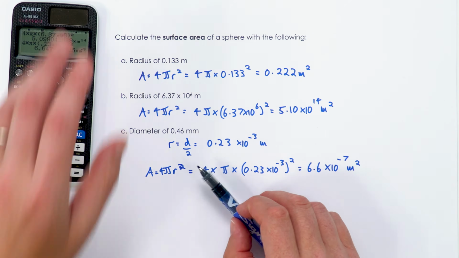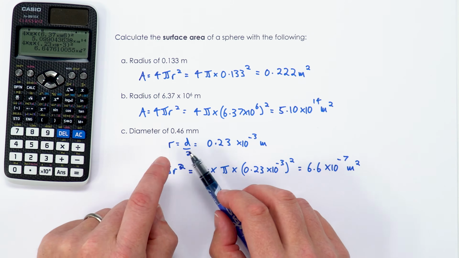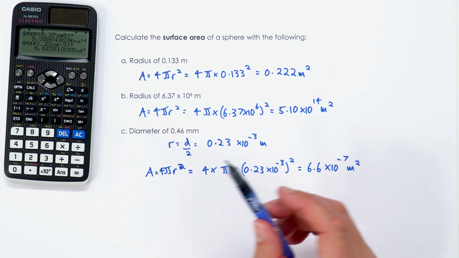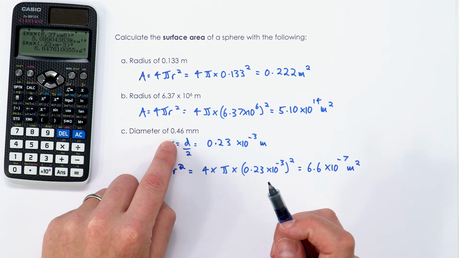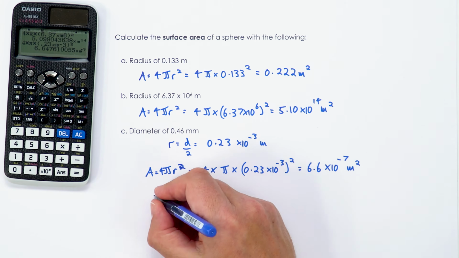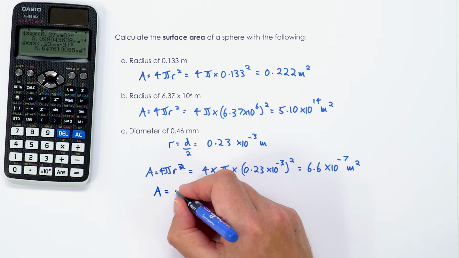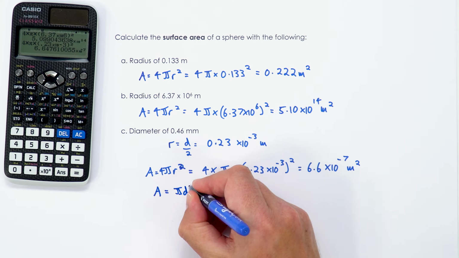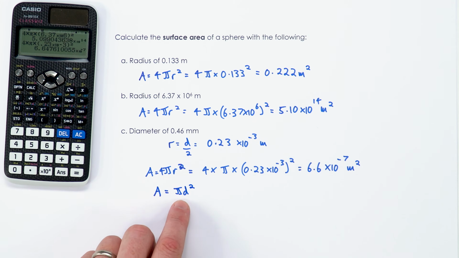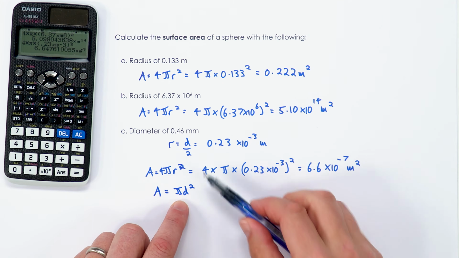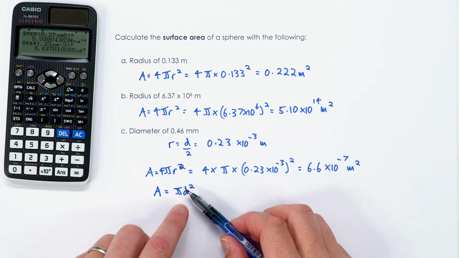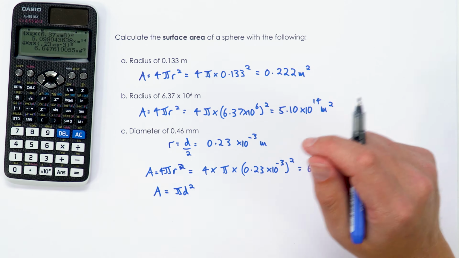Of course, you might also think about, well, if we know what the radius is in terms of d, if we know that r squared is equal to d squared over 4, we could also give the area as equal to pi d squared. So that's another equation that you could use if you just wanted to use the value of the diameter directly. You could say that the surface area of a sphere is equal to pi d squared.